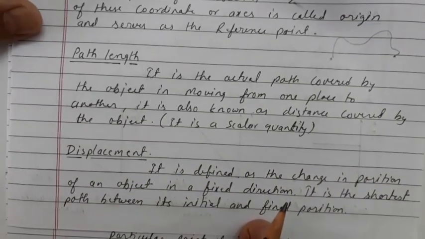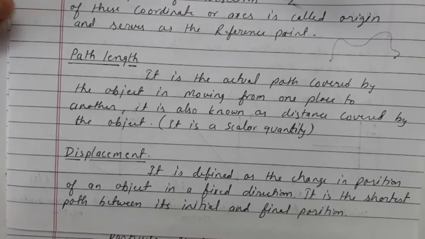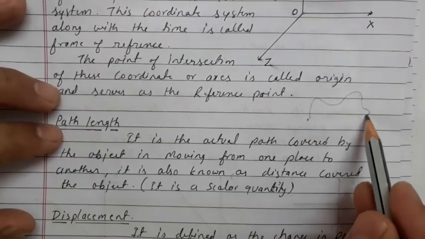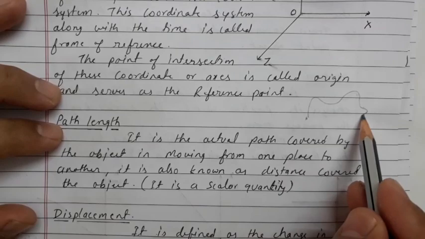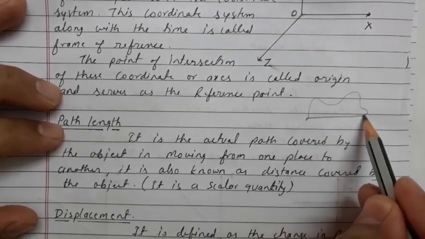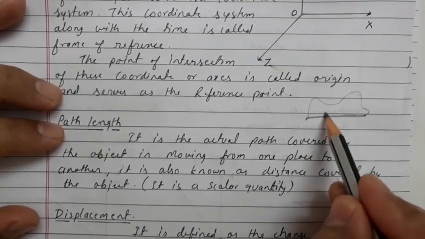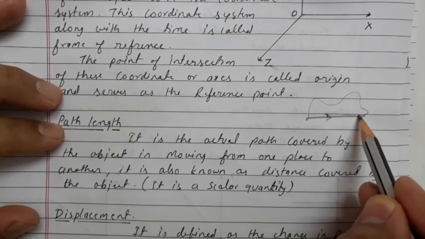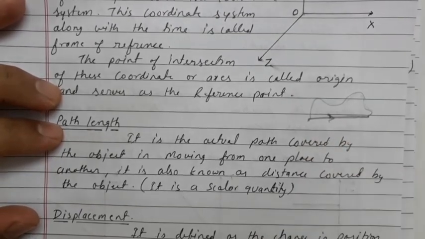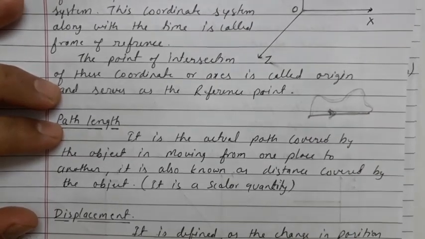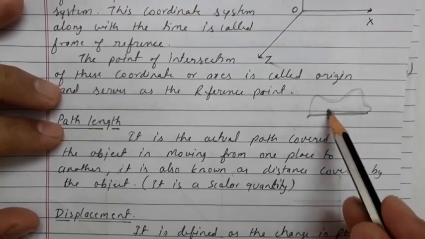And then comes the displacement. It is defined as the change in the position of an object. What is displacement? It is defined as the change in the position of an object in a fixed direction, which means that it is the shortest path between the initial and the final position. Suppose this is our initial position and this is the final position. So this is the change in the position of an object, and this path, which is known as the shortest path, is in a single direction. So this will be considered as the displacement, and this will be considered as the distance or the path length. Distance is a scalar quantity and displacement is a vector quantity because it has both the magnitude as well as the direction.